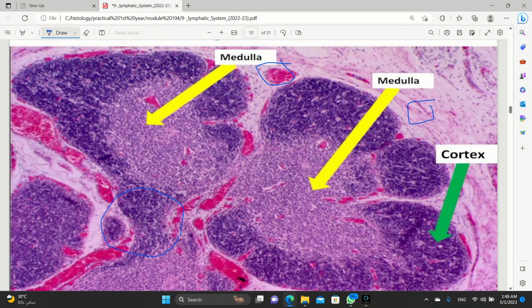So basically, that's the capsule, and that's the thymic lobule, the one that I'm traversing. And here, that's the medulla. Here, that's the cortex. And here is our lovely third wheel. Oh, what's that? That's the trabeculae.